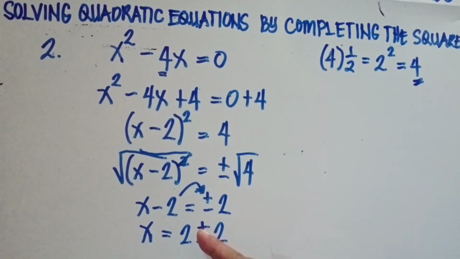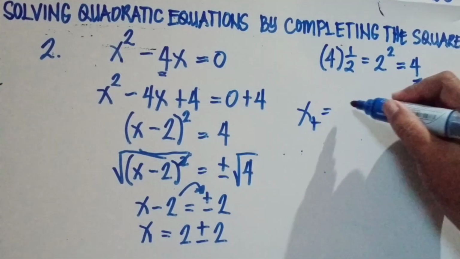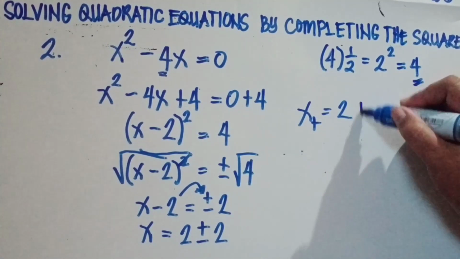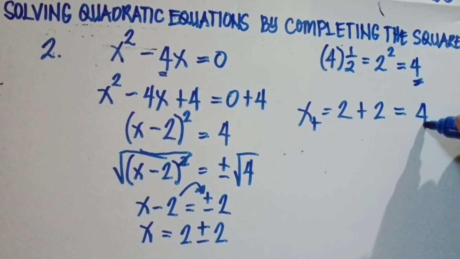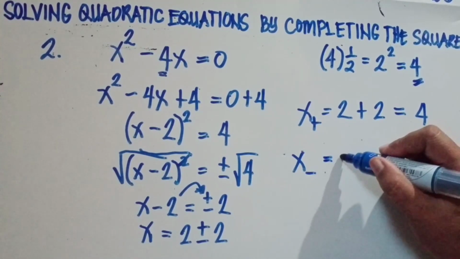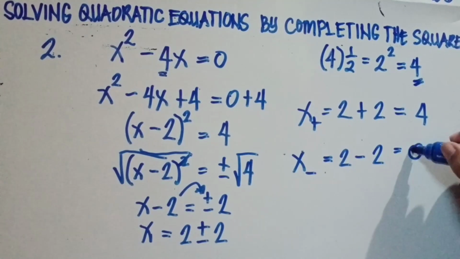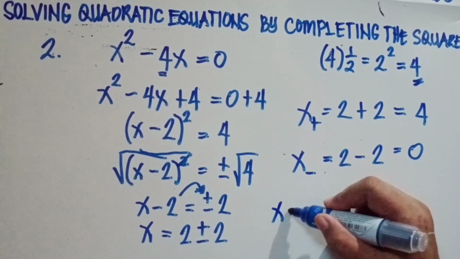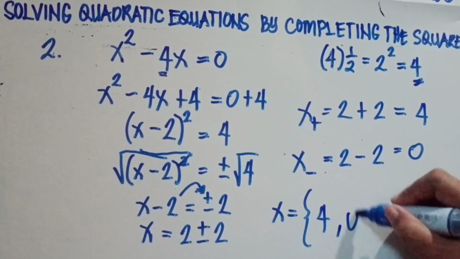So, let us use plus. So, x positive is equal now to 2 plus 2, which is equal to 4. Then, the second one is x negative. We have 2 minus 2 equals 0. So, the values of x now are 4 and 0.